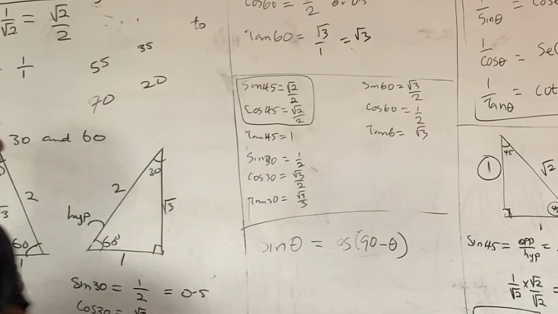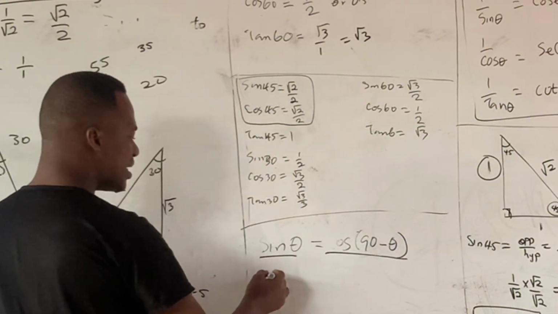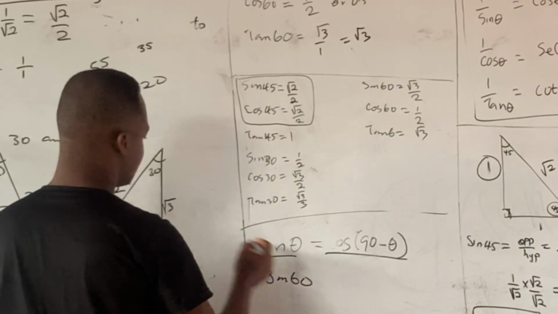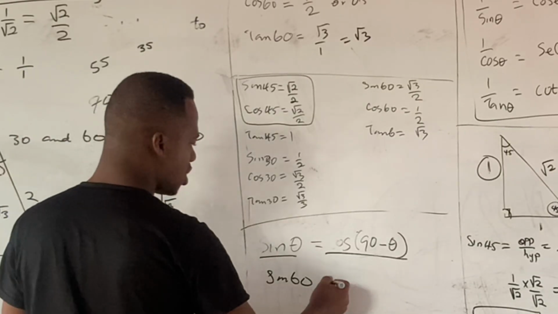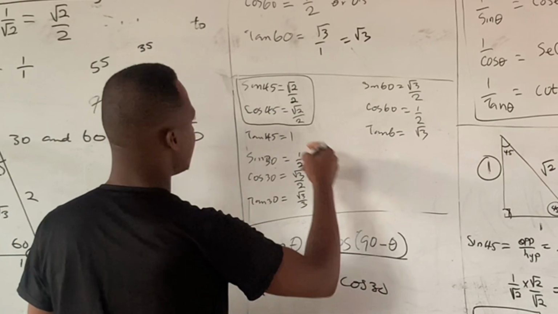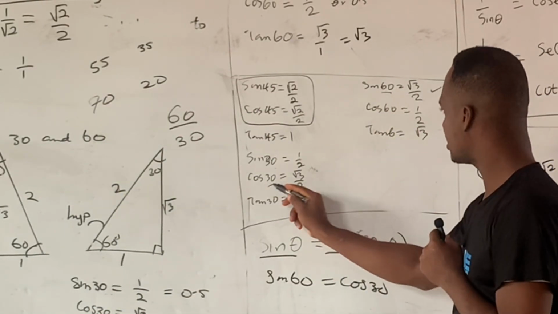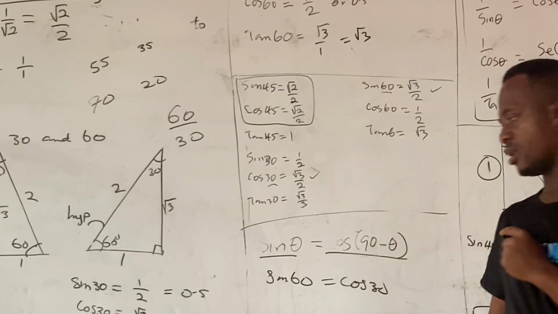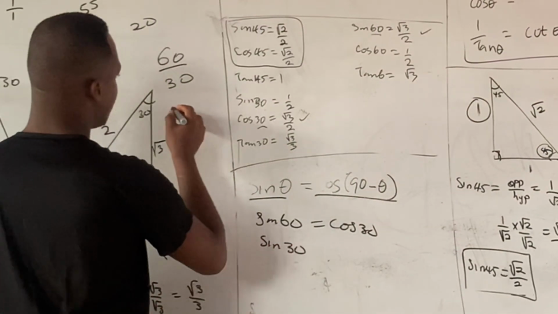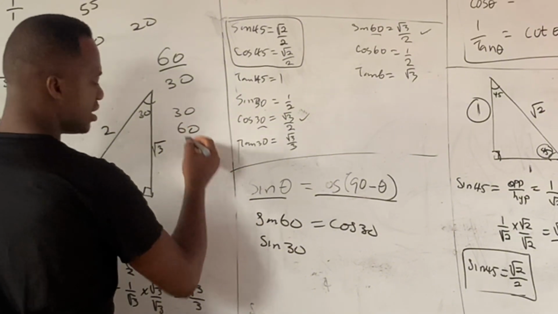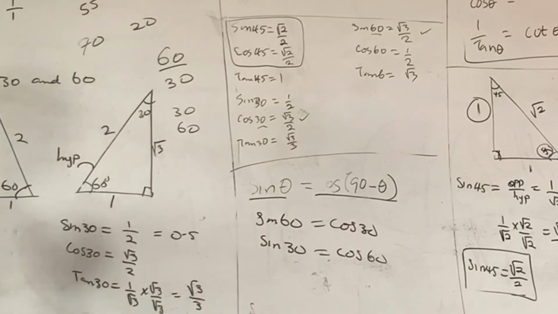Okay, so the sine of an angle is the same as cosine of 90 minus that angle. So it means that for sine 60, what do we add to 60 to get 90? 30. Sine 60 must be equal to cos 30. And that is what we're seeing here. So you can see sine 60 is this, cos 30 is the same thing. Okay? So it also means that sine 30, what do we add to 30 to get 90? 60. Sine 30 must be equal to cos 60, which is what we're also seeing there.